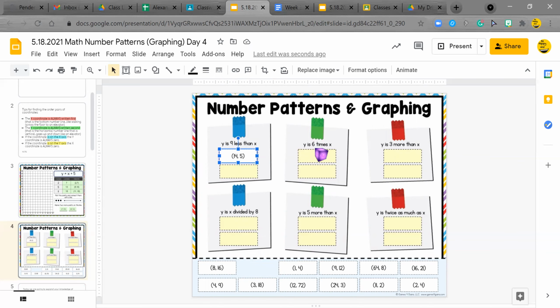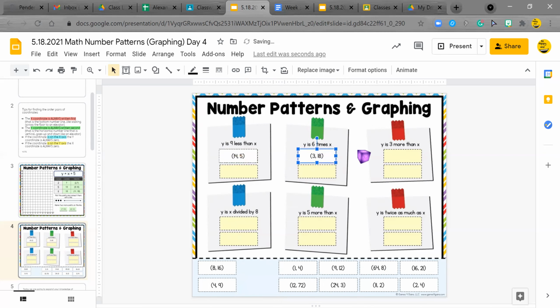So we have Y is 6 times X. So whatever X is, I take that number and multiply it by 6. So I look at the 8, 16. Is 8 times 6, 16? No. What about 1 times 4? No. What about 9 times 12? 9 times 6? No. 64 times 6? No. What about 16 times 6? No. What about 4 times 6? Is that 9? Nope. What about 3 times 6? Is that 18? Yes. So you see how I just go through all the numbers to see if it matches up.